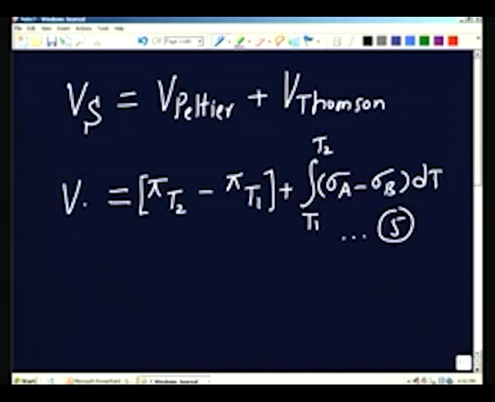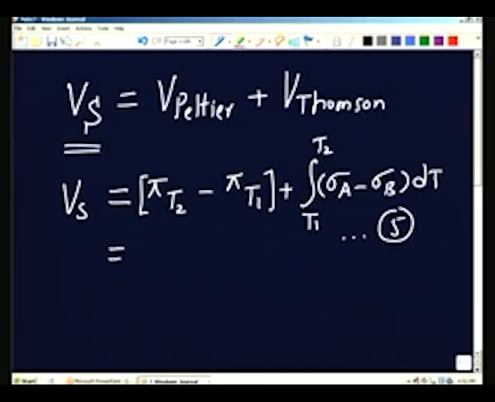So, the relationship between the Seebeck voltage, so we can just write here, the Seebeck voltage is related to the Peltier EMF and the Thomson EMF, which would have occurred had we made the complete circuit and allowed a current to pass through that. So, this is an important relationship and it is a starting point for our discussion.